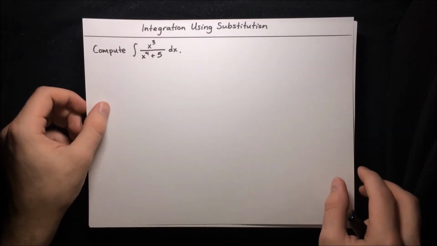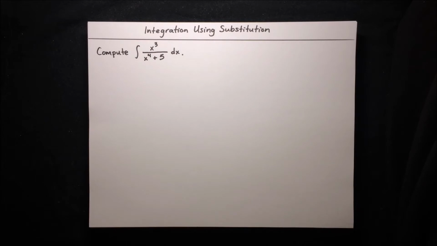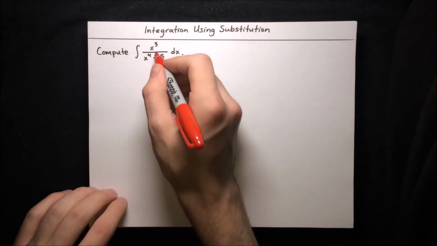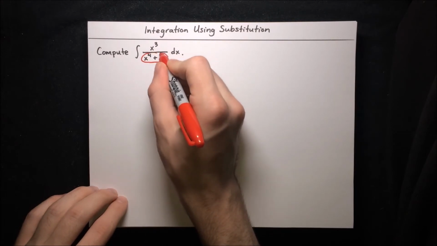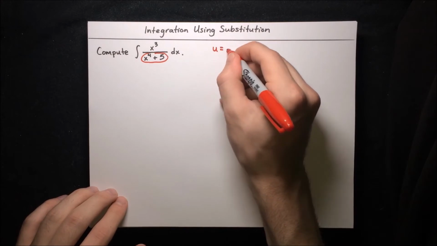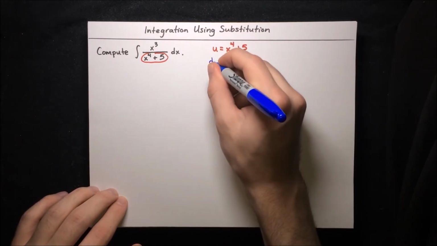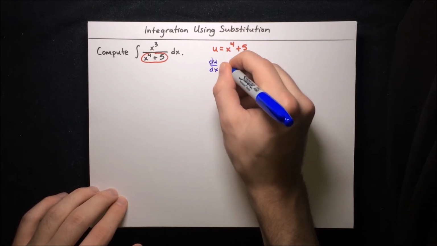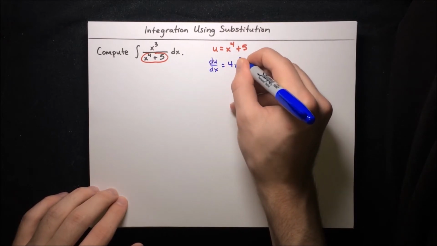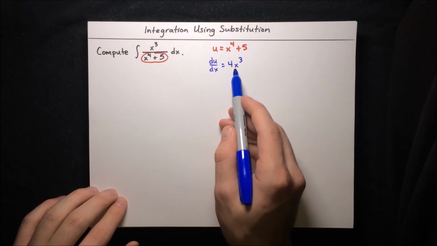Here's our next problem. We'd like to compute the integral of x cubed over x to the fourth plus 5. And we'd like to use substitution here as well. In particular, notice that the derivative of the denominator is almost equal to the numerator. That is, if u equals x to the fourth plus 5, then du dx equals 4x to the third, which is pretty close to that x to the third in the numerator. The only difference is that here we have a 4 that's multiplying the x cubed.